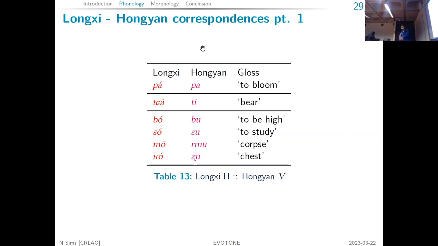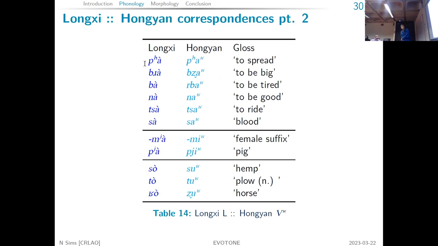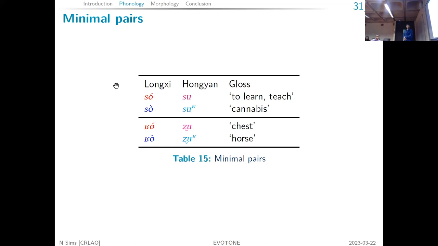Just looking at these examples here, we have a high tone in Wongxi, and we have a plain vowel in Hongyan, which is a variety with these different vowels. So the high tones correspond to plain vowels, and the low tones correspond to these uvularized vowels. It's kind of a dark vowel quality, I suppose. So there's a correlation between the vocalic type and the tone type, and we only need to reconstruct one. So there's some sort of suprasegmental distinction at the earlier stage. Here's a minimal pair where we have su and so versus so and so, and there's a couple of minimal pairs for this.